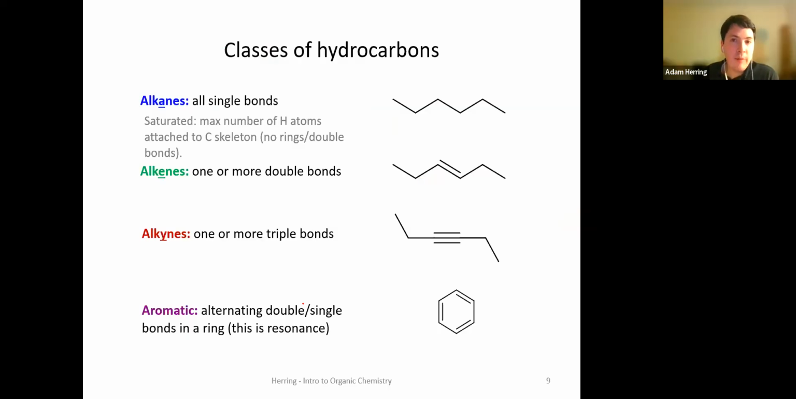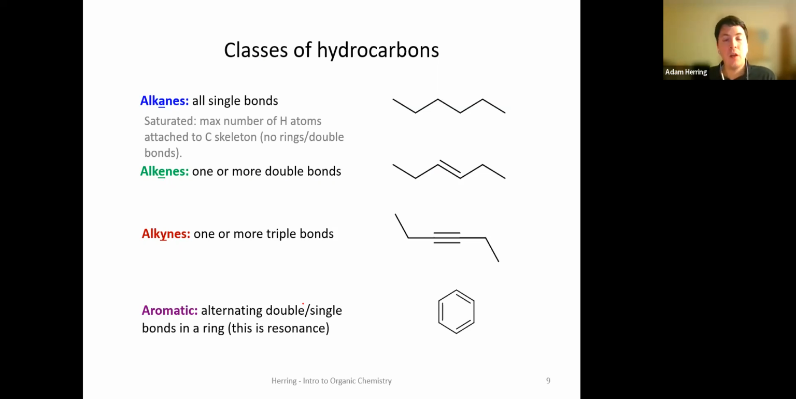All right, so let's talk about different classes of hydrocarbons. We have alkanes, alkenes, alkynes, and aromatic hydrocarbons. Alkanes are molecules that are classified only by having single bonds between the carbons. We also refer to this as being saturated, and that means it has the maximum number of hydrogen atoms attached to that carbon backbone. There's no rings, there's no double or triple bonds.